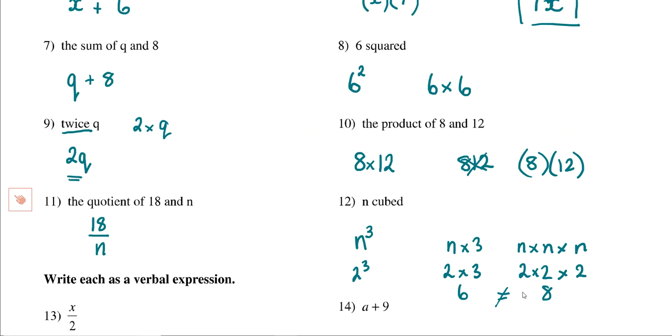Do you recognise this symbol as well? I've put an equal sign and I've put a line through it. No, I don't. That means is not equal to. So it's not the same thing. So n times 3 and n times n times n, okay, we're saying are not necessarily the same thing. All right, so this is the one with this one. Okay, right.